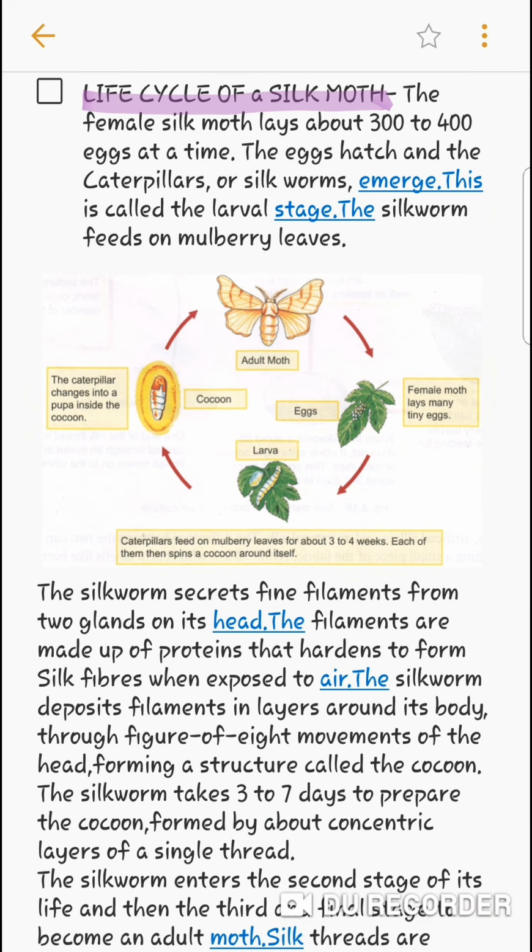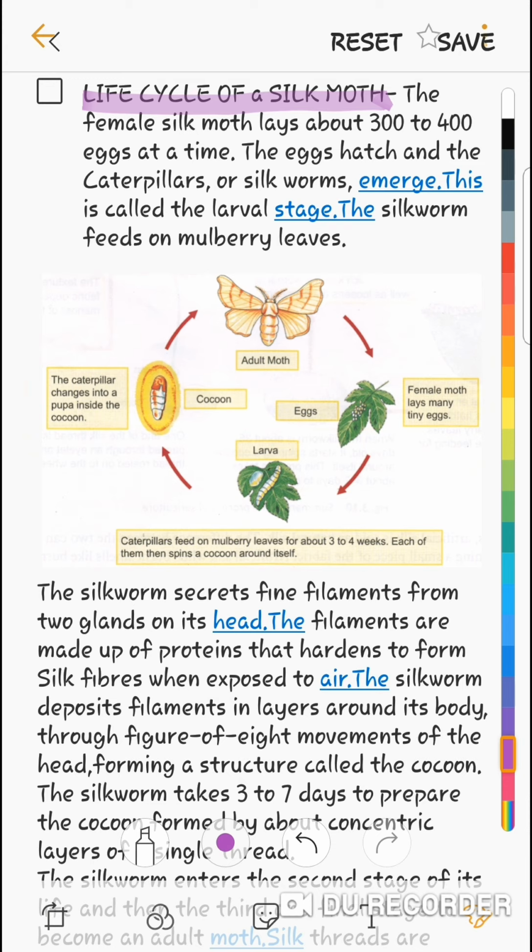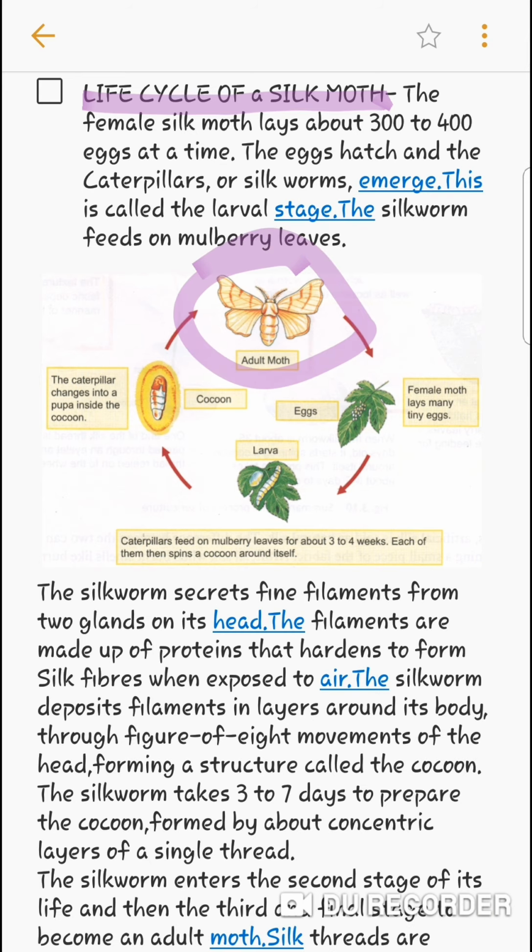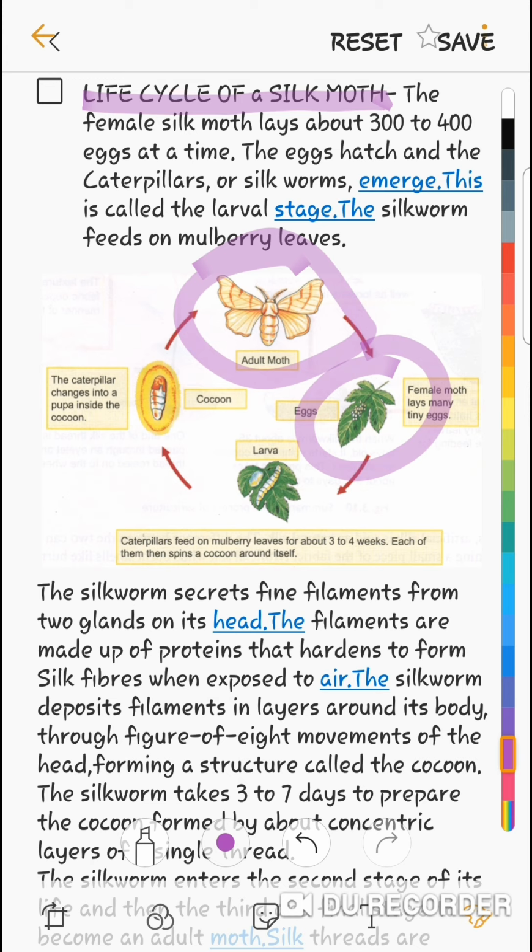Life cycle of a silk moth. The female silk moth lays about 300 to 400 eggs at a time. This is the silk moth. These are the eggs, especially on mulberry leaves. The eggs hatch and the caterpillar or silkworm emerges. This is called the larval stage. The silkworm feeds on mulberry leaves.